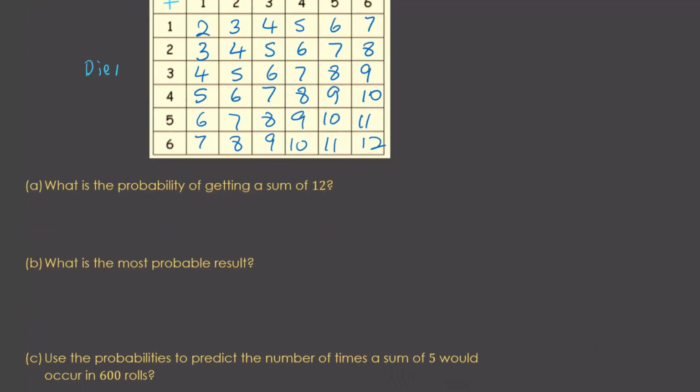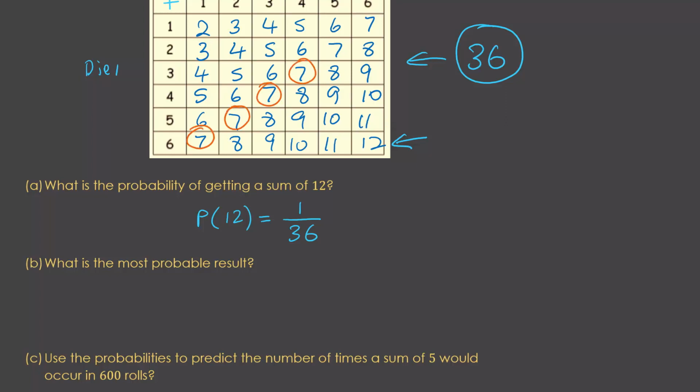So what's the probability of getting the sum of 12? Well, what we can see is there's 36 outcomes in here, 6 times 6. And only one of them is a 12, the one in the bottom corner here. So that is going to be 1 out of 36. So the probability of getting a 12 is 1 out of 36. The most probable result is the one where we can see the most outcomes, and that's across that diagonal. So the most probable result is a 7.